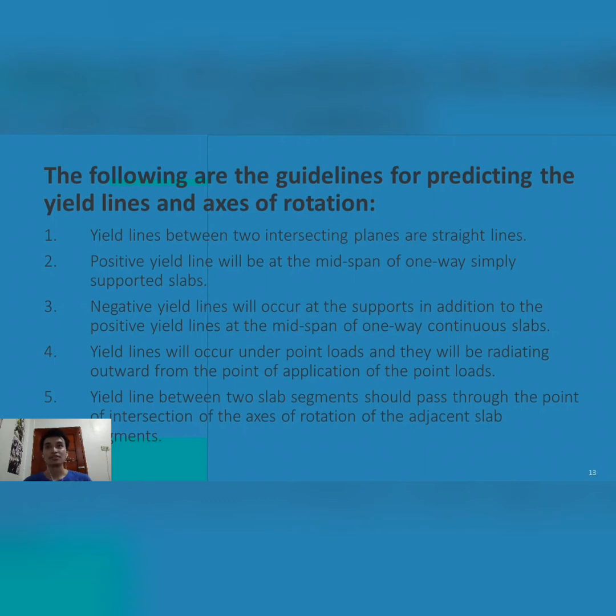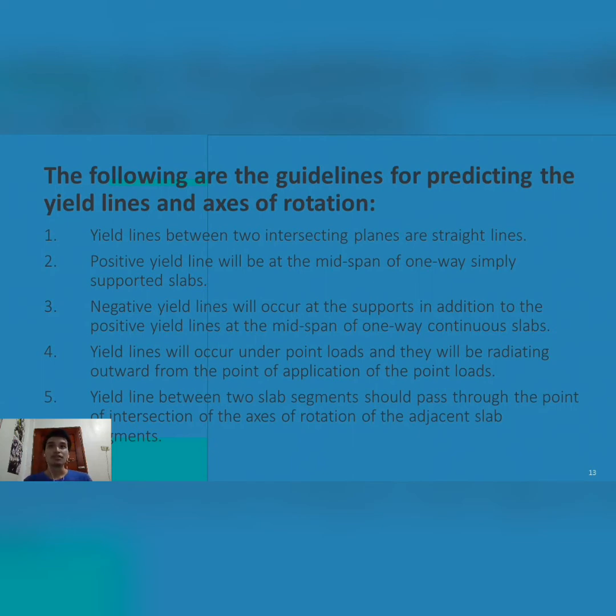So, ang next is, positive yield line will be at the midspan of one-way simply supported slabs. Sinasabi nga lang din dito na pagka one-way slab, automatic, nasa gitna na agad yung yield line niya. Tapos, next is number 3. Negative yield lines will occur at the supports in addition to the positive yield lines at the midspan of one-way continuous slabs. So, yung sinasabi natin na magkakaroon siya ng negative yield lines pagka dun mismo sa kadikit siya ng support sa may slabs, yung pinaka parang dugtungan nila. So, negative yun.